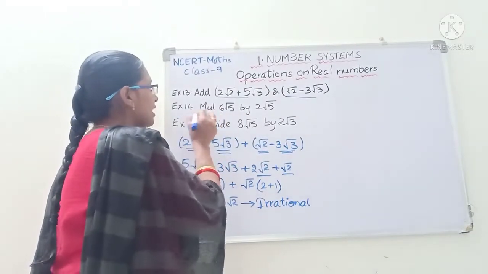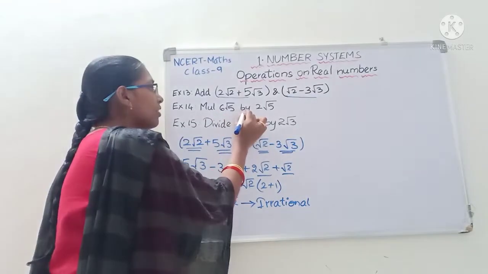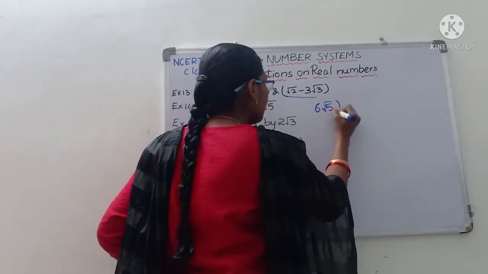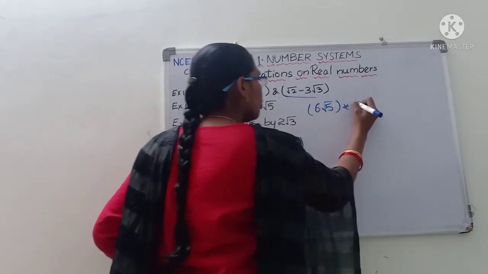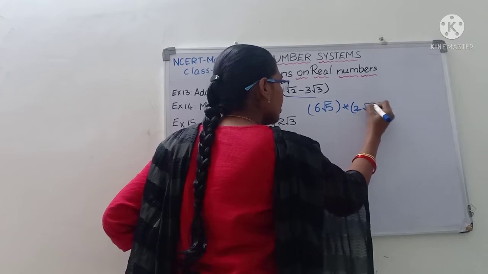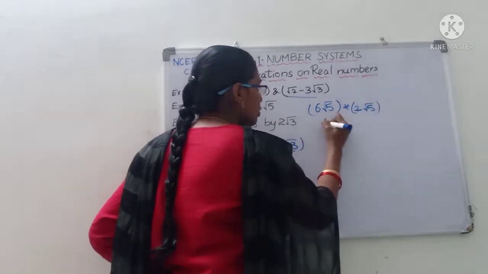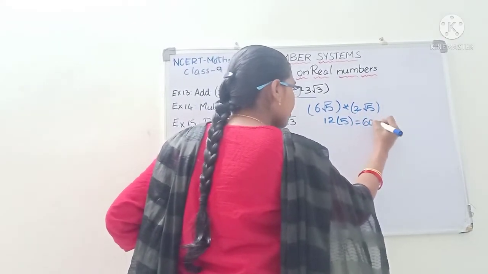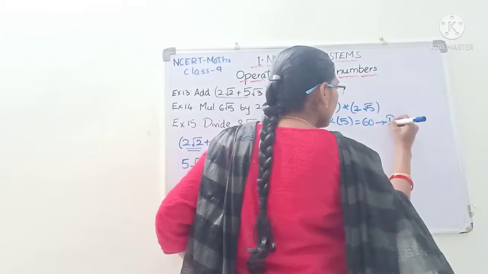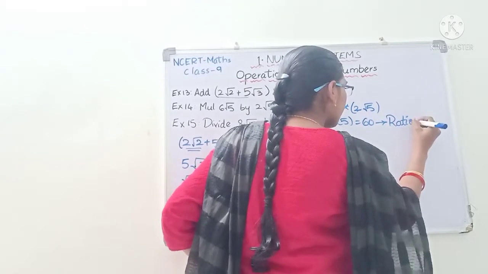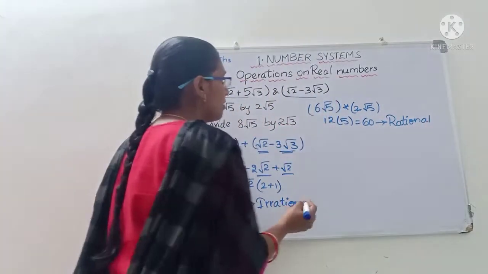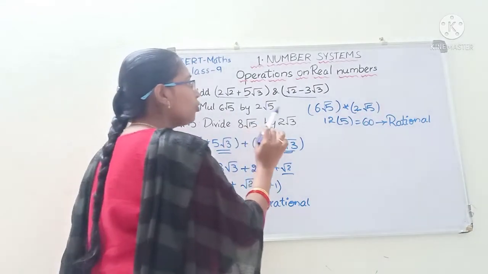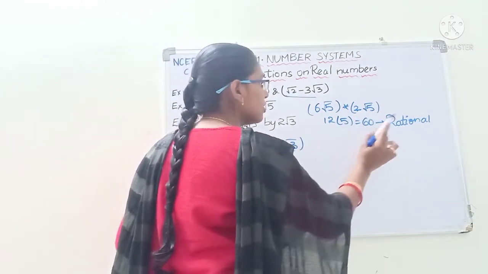Now let's do example 14. Multiply 6 root 5 by 2 root 5. 6 into 2 is 12. Root 5 into root 5 is 5. 12 fives are 60. You got what, children? You got a rational number. So when you multiply two irrational numbers, 6 root 5 and 2 root 5, you got 60, a rational number.